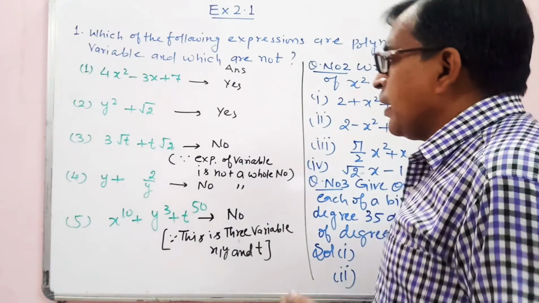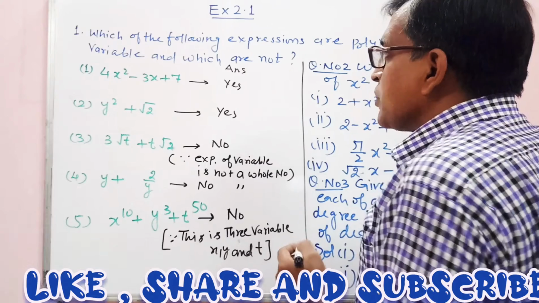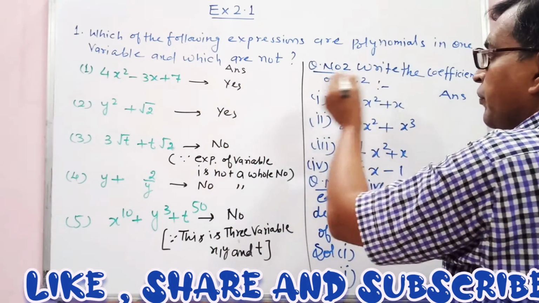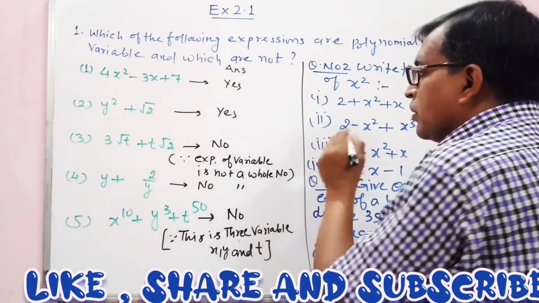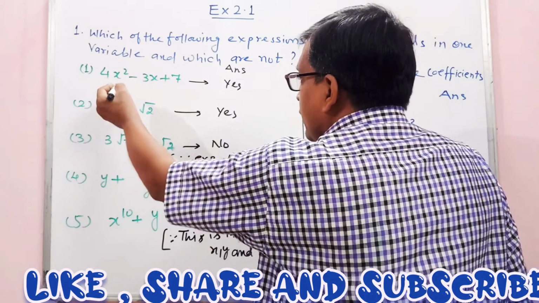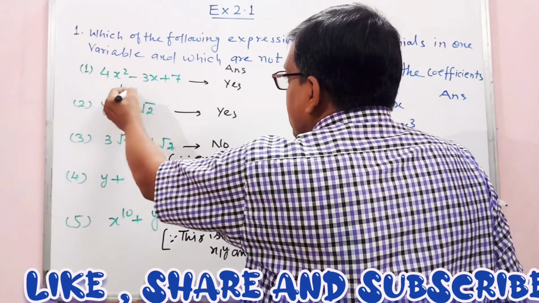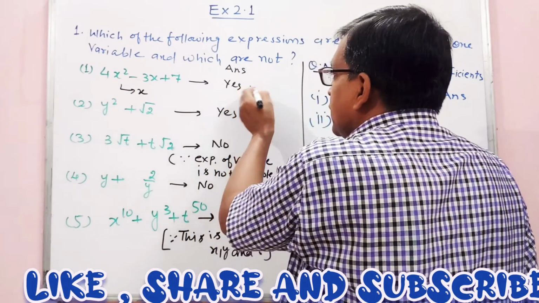Hello student, today I explain exercise 5.1 question number 1. Which of the following expressions are polynomial in one variable and which are not? Now first part, 4x square minus 3x plus 7, and you see the variable is x, therefore this is yes.